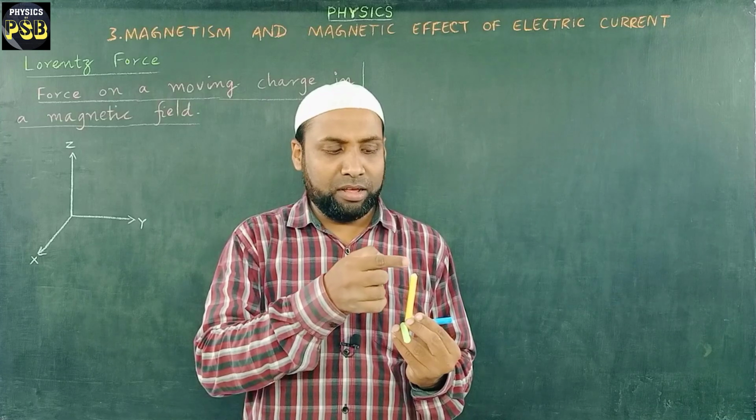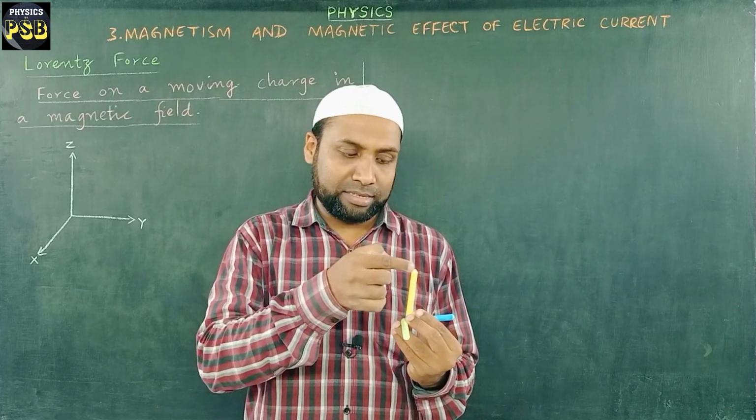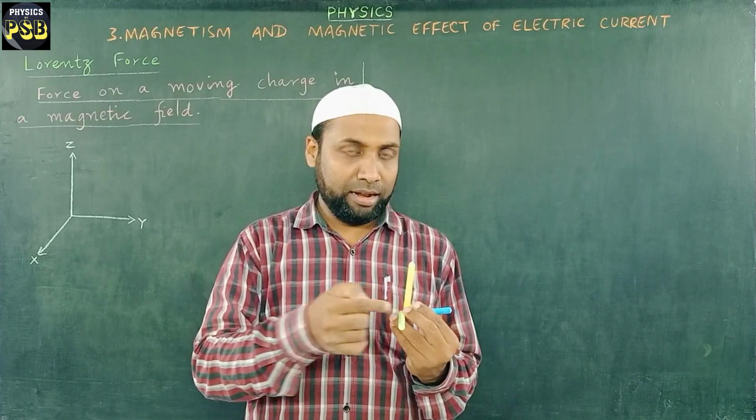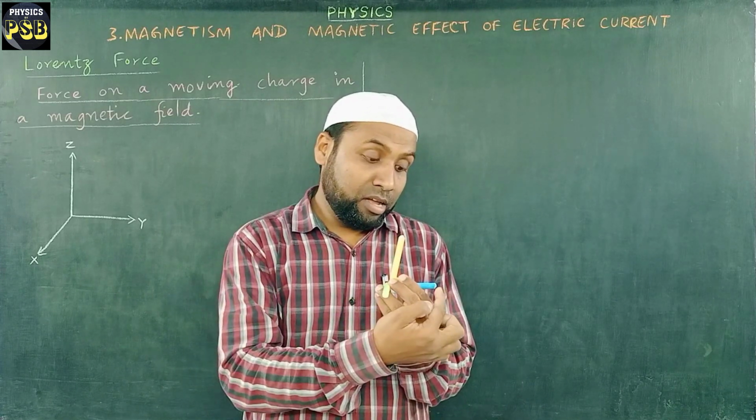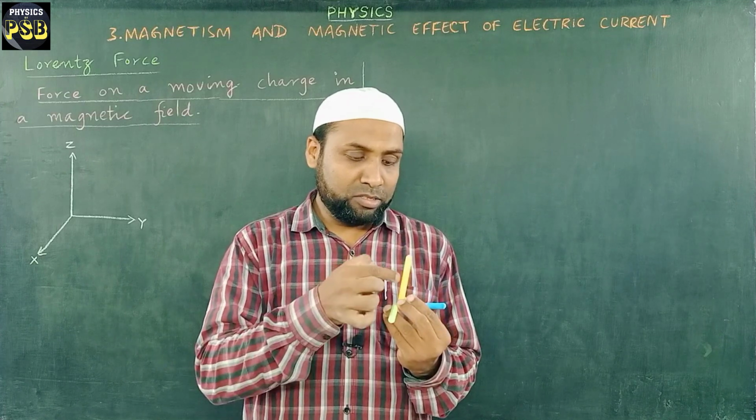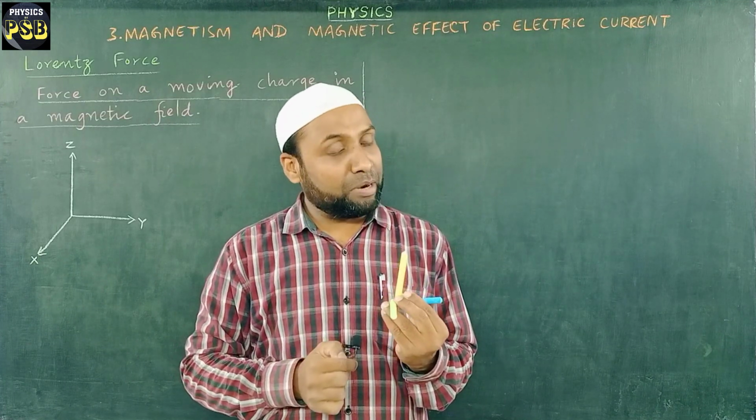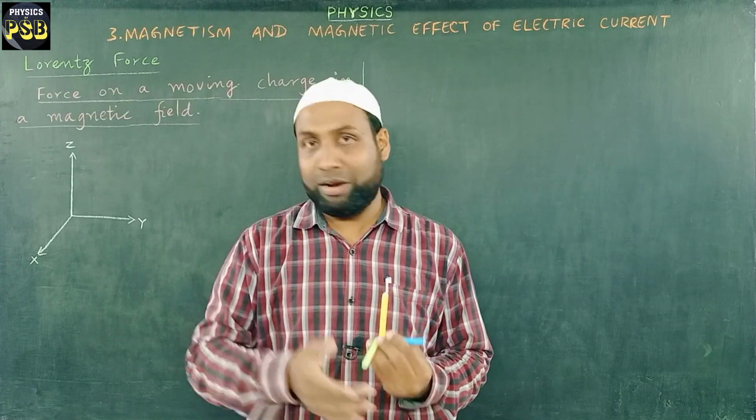Now look here. The angle between the x-axis and the z-axis is 90 degrees. Again, the angle between the x-axis and the y-axis is 90 degrees. So these three axes are mutually perpendicular to each other. I hope you have understood.